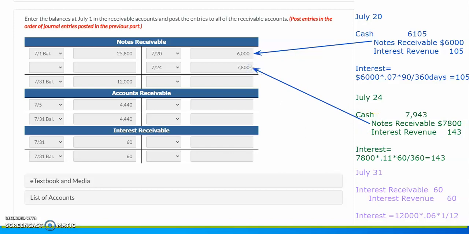And we also had an accounts receivable that was received in that first transaction. So go back to the first journal entry for this dollar amount. And then we have our interest amount that we are recording as our interest receivable on the remaining notes receivable. Then the next part of our problem is to include our ending balances into our balance sheet.